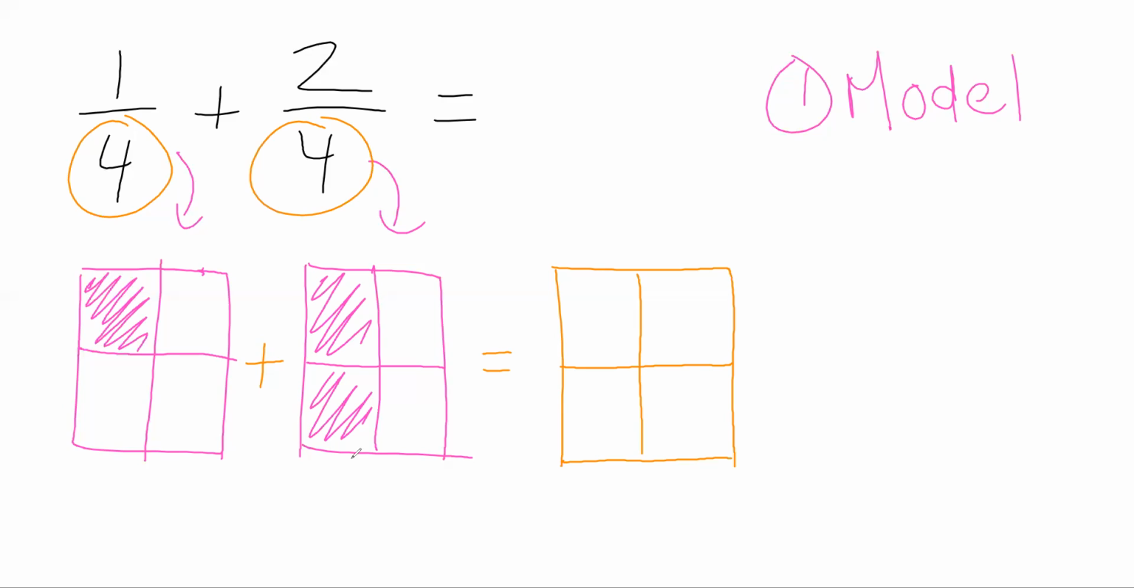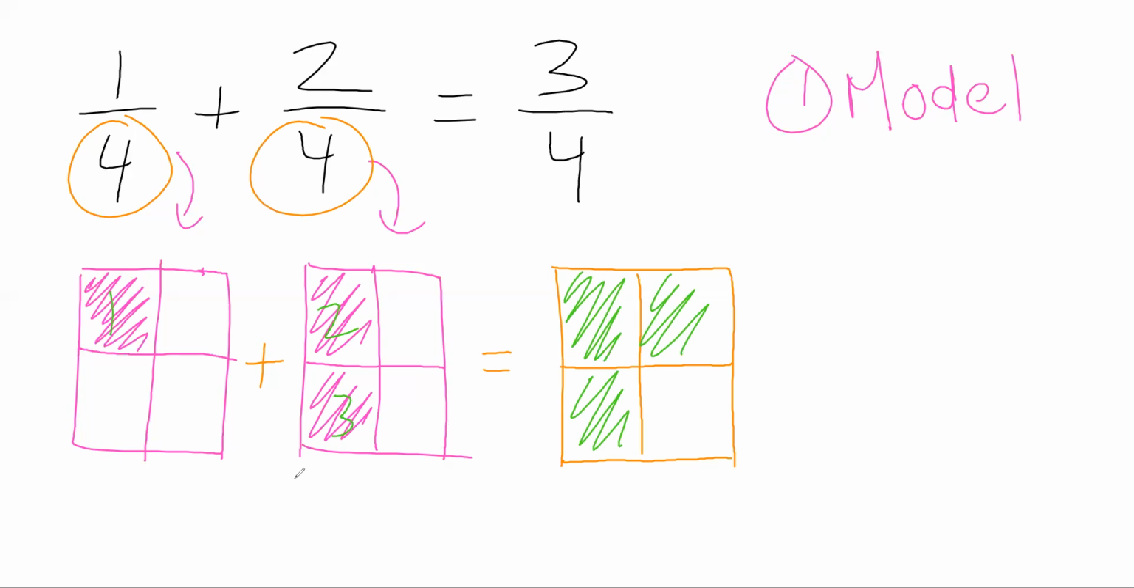So let's just look. How many shaded pieces do we have between the two of them? I have 1, 2, 3. So that just means if I go to my answer, I have to shade in 3 parts. And if we look at that, there you go. We actually have 3/4. And that would make sense if you think model-wise, right?